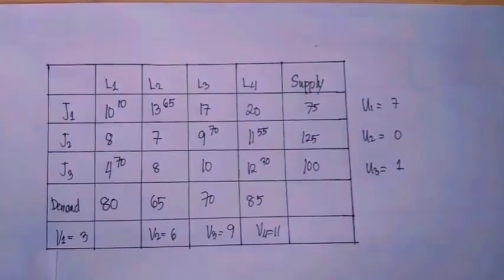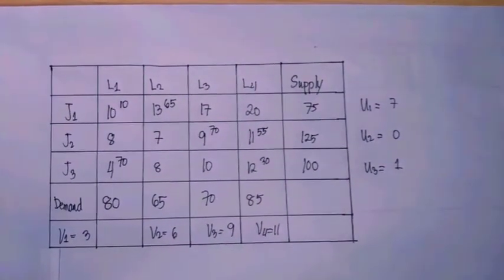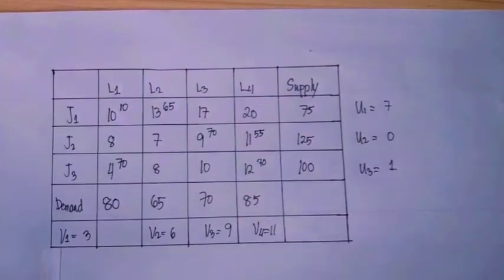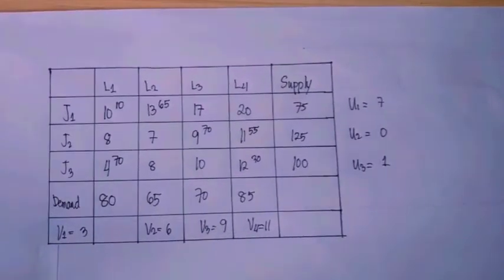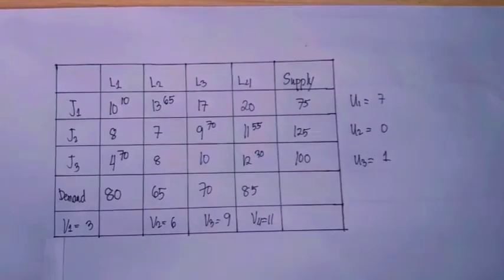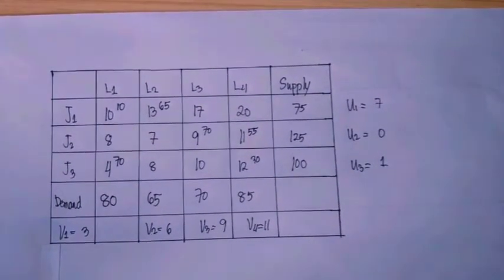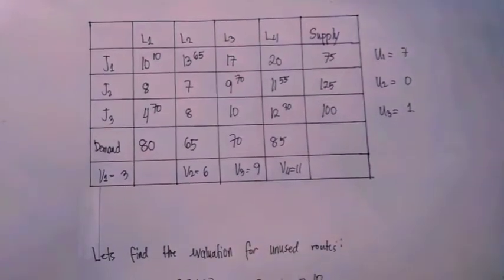Since we have now identified our evaluation for the used routes, we will now identify the evaluation for the unused routes to determine if there are still negative values. If there are still negative values, then we will loop again to reduce the total cost of delivery. So let's evaluate the unused routes.